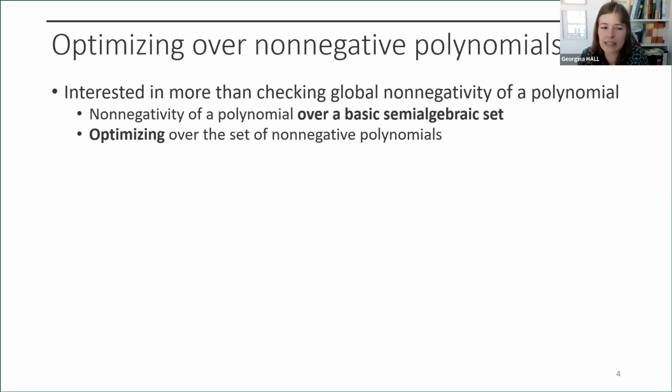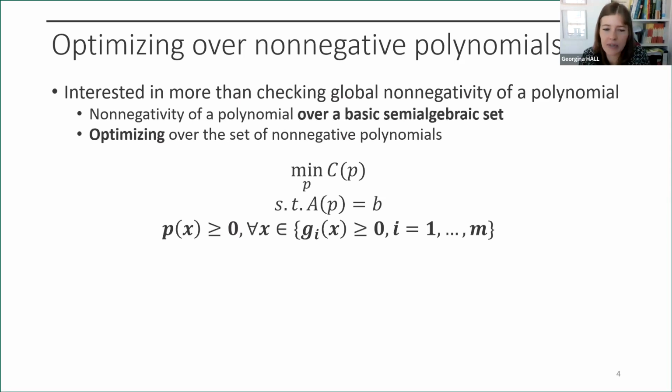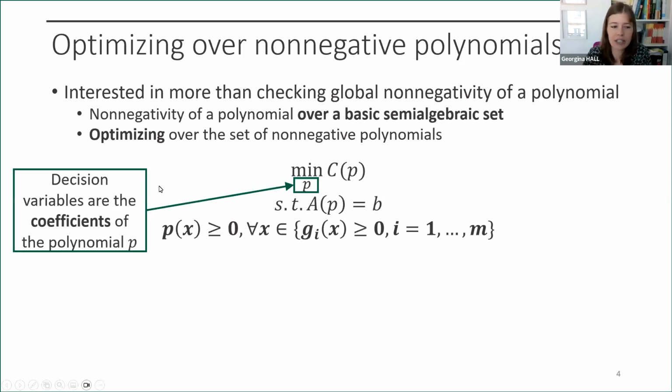So that's one thing we're interested in. And in fact, we're even interested in something a bit more than that. It's not about only checking non-negativity of a polynomial. It's actually about optimizing over the set of non-negative polynomials. So this is what I mean when I say optimizing over the set of non-negative polynomials: I'm looking at an optimization problem of the following type. Here my decision variables are going to be the coefficients of the polynomial p. So we have a polynomial with different monomials, and every single coefficient in front of each of these monomials is going to be a decision variable.